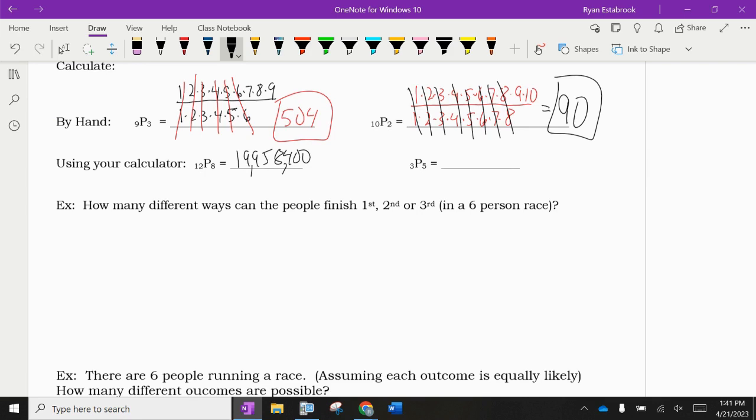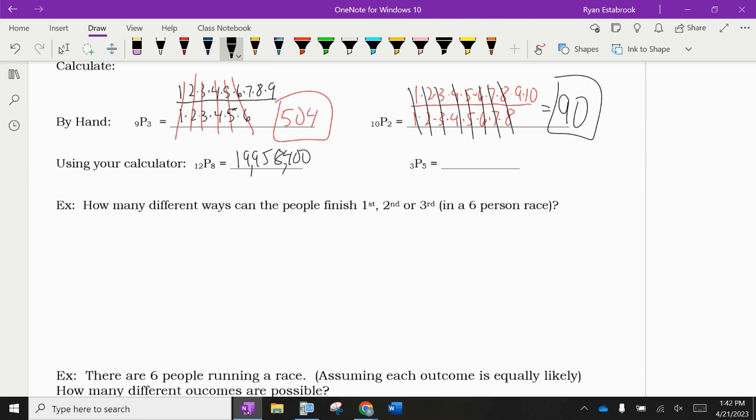$19,958,400. There's no way I'm doing that one by hand. And it's not too big, so my calculator can do it. What this means is, if you have 12 items, in how many ways can you pick 8 where the order matters? And there's a lot, 19 million ways you can make that happen. For the next one, do 3p5.